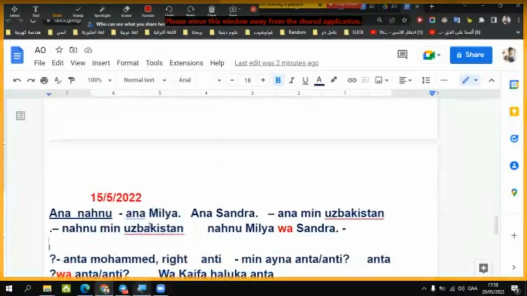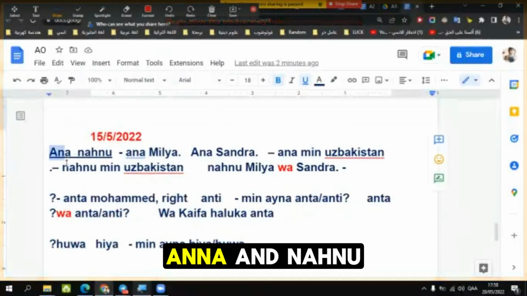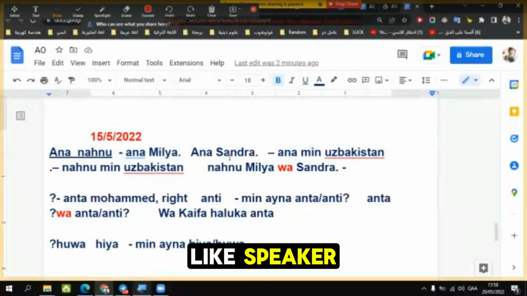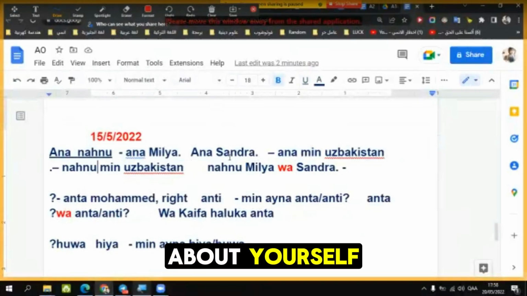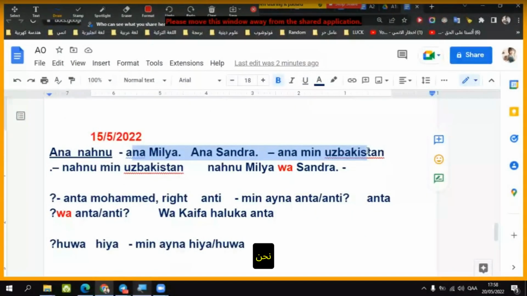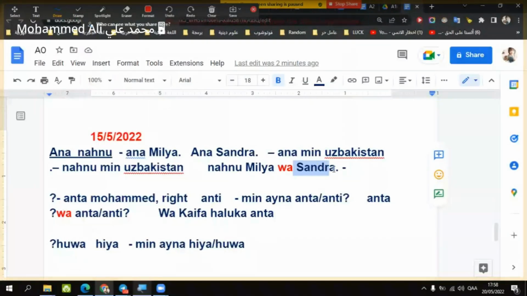And then last time we learned the pronouns, which are أنا and نحن, for speaker pronouns, when you speak about yourself or a group of people. أنا ميليا. أنا ساندرا. أنا من Uzbekistan. We speak about myself, أنا. نحن, we speak about a group of people. We speak about us. نحن من Uzbekistan. نحن ميليا وساندرا.